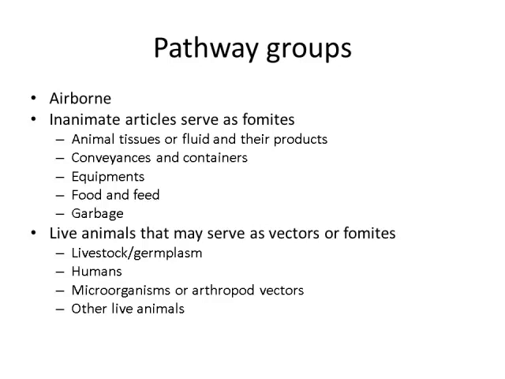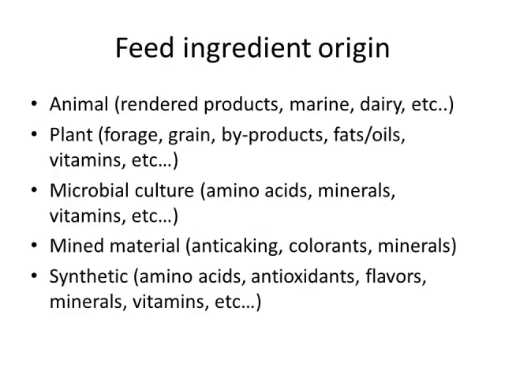Live animals that may serve as vectors or fomites are the other big group. So clearly that would be livestock and their germplasm. Humans, we are animals, so we fall into that category. Microorganisms or arthropod vectors, and then other live animals. So the other live animals there would be things like rodents that might be on a ship, those types of other animals. So let's take a closer look at what we've done so far with the feed group. So this is one little subset there, right there.